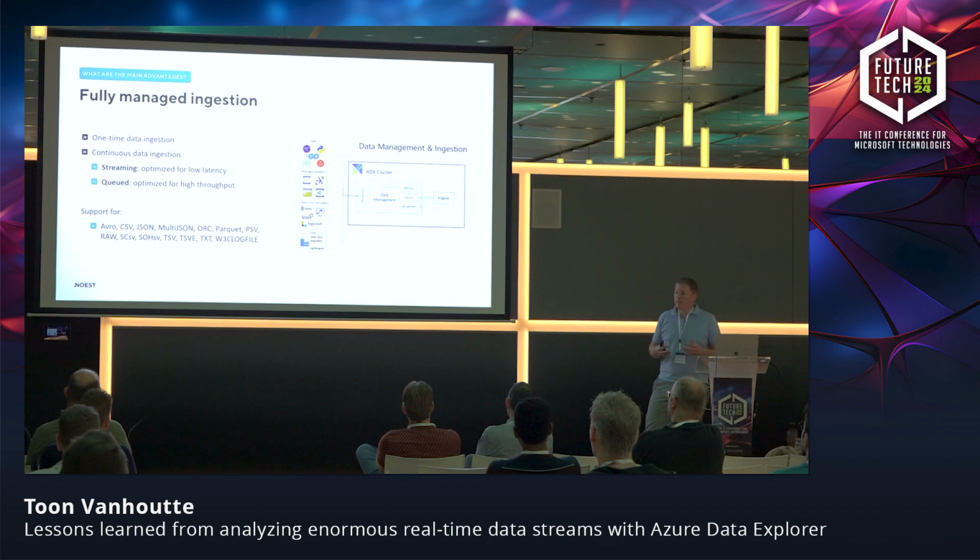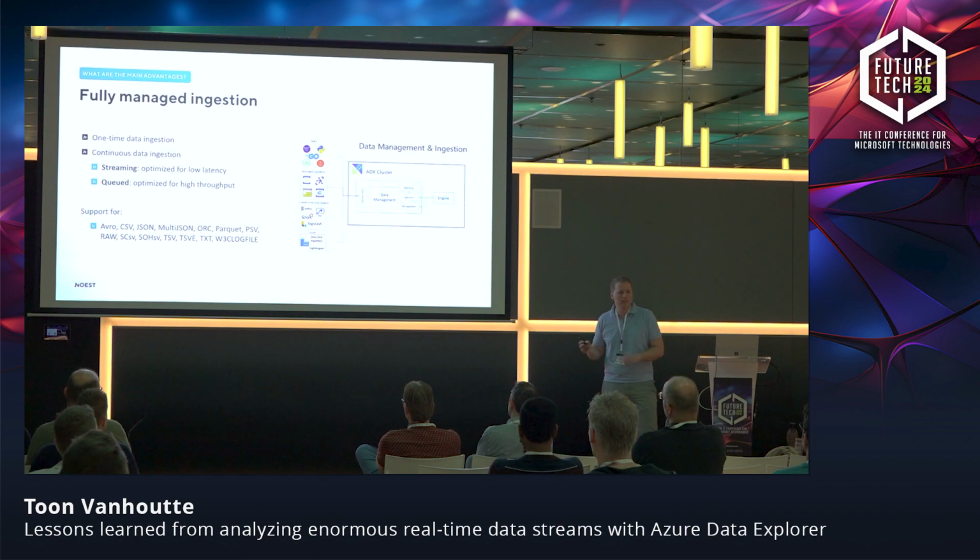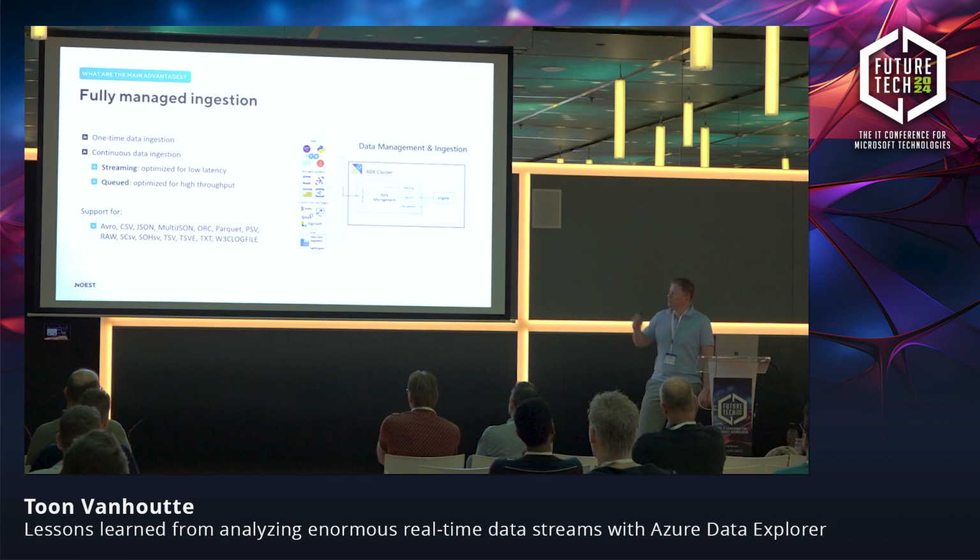And if you do the data ingestion, you have two options for the continuous one: you go for streaming or for queued. By default, I would say go for queued. It's more optimized for that high volume of data, but it goes a little bit slower. It works more in batch, so fewer resources are consumed, but you have a little bit of a delay. If you really require sub-second latency, then you should enable streaming on your data ingestion. That's really optimized for low latency.